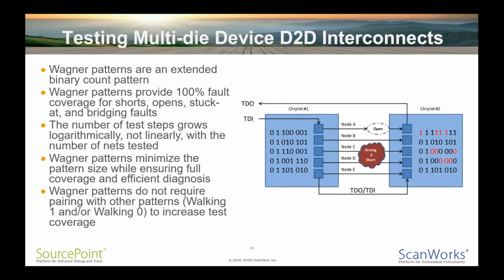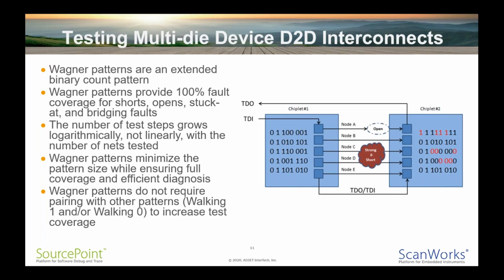Another type of pattern used to detect shorts, opens, stuck-at, and bridging fault conditions on die-to-die interconnects of multi-die devices are Wagner patterns. Wagner patterns are extended binary count patterns, and the Wagner algorithm provides 100% fault coverage for shorts, opens, stuck-at, and bridging faults between die-to-die interconnects. The number of test steps grows logarithmically, not linearly, with the number of nets tested. So Wagner patterns minimize the number of vectors while providing maximum fault coverage.